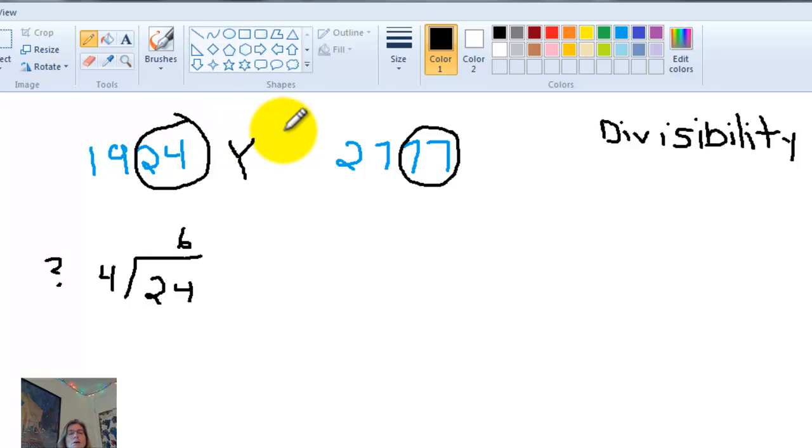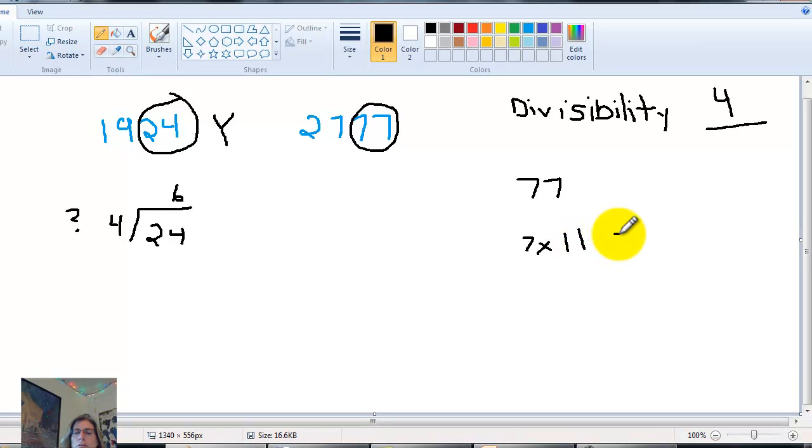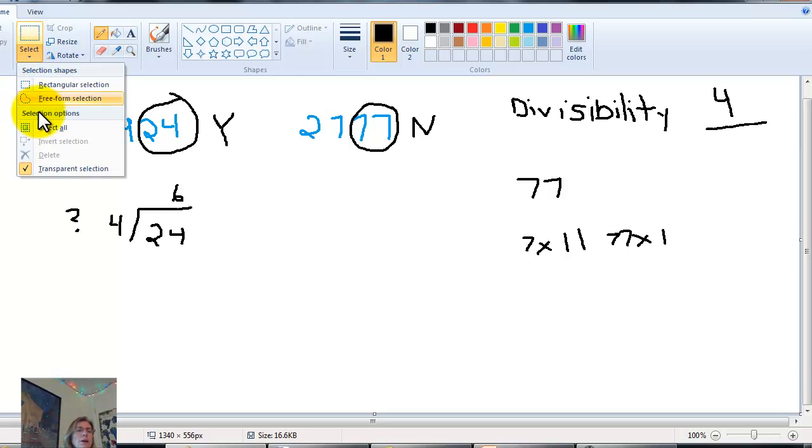Yes, it is. Now 2,777. Look at the last two digits, 77. 77 doesn't have very many factors to begin with. It's just 7 times 11, and then 77 times 1 is the only other factor. So 7, 11, 77, and 1. It's not divisible by 4, no. So that's a basic divisibility by 4.